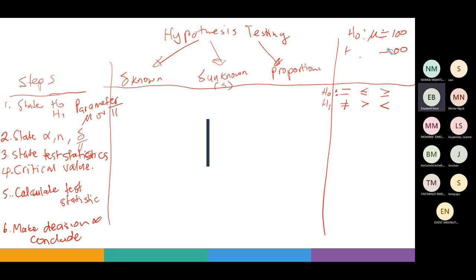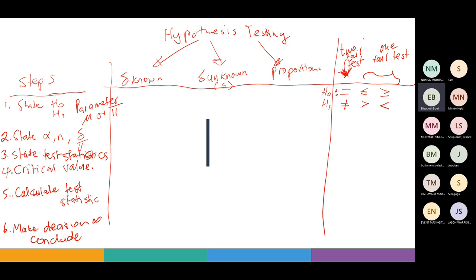When you state your null hypothesis and your alternative hypothesis, it also tells you what type of test you are doing. If it is a not equal, it means you are doing a two-tailed test. Remember, only your alternative statement is the one we use. If your alternative says less than or greater than, it means you're doing a one-tailed test.